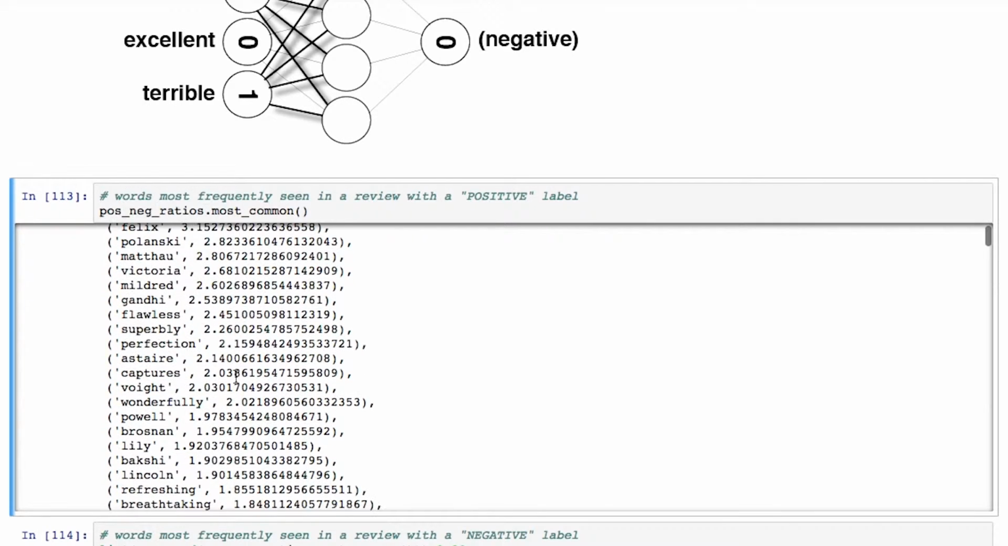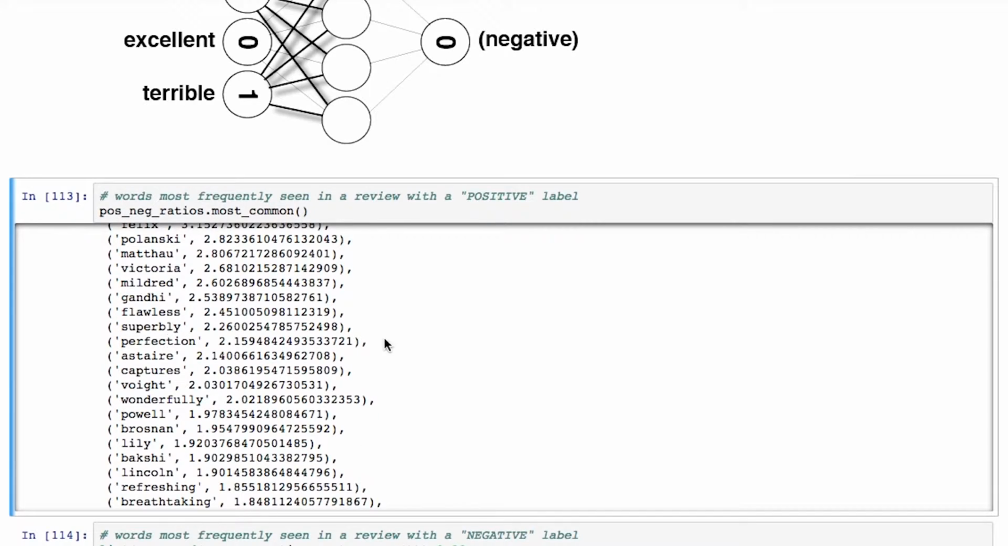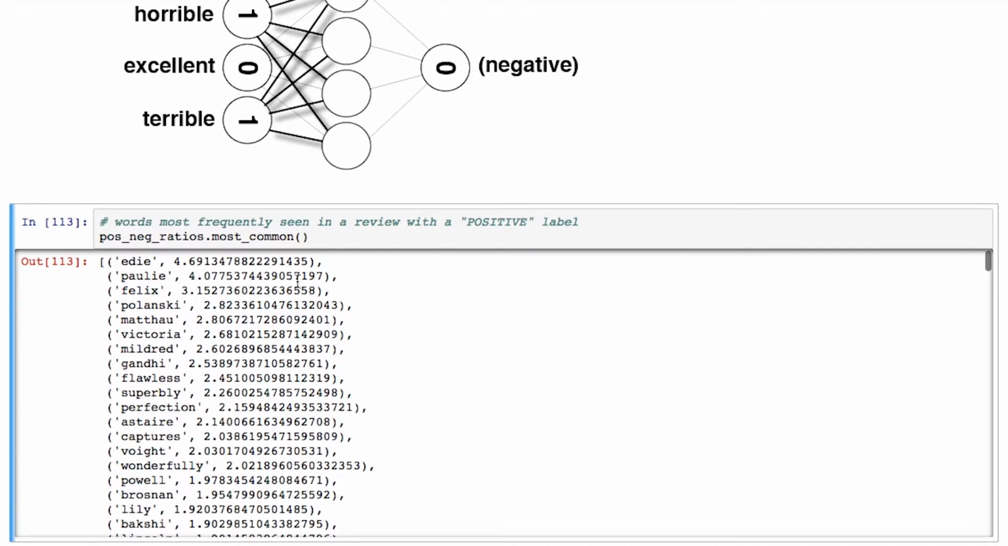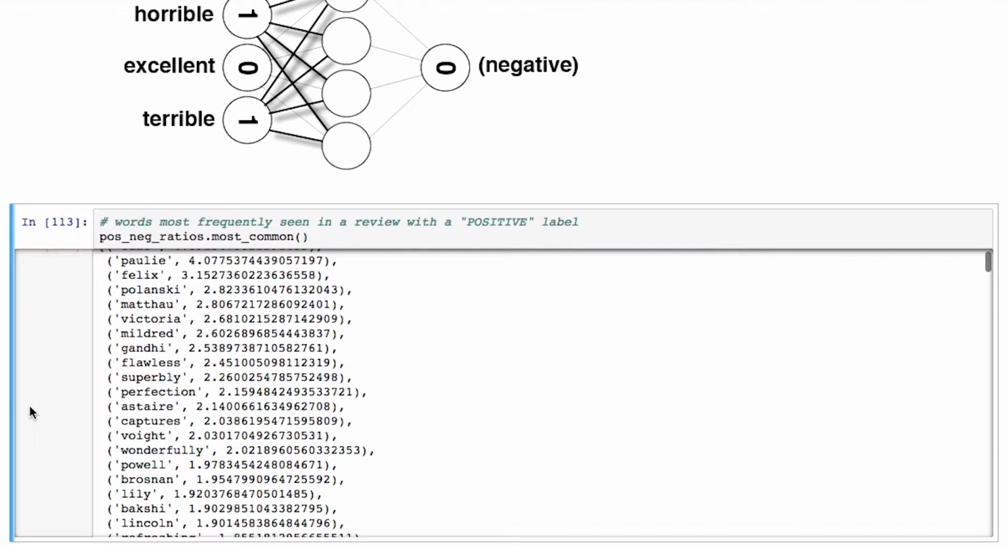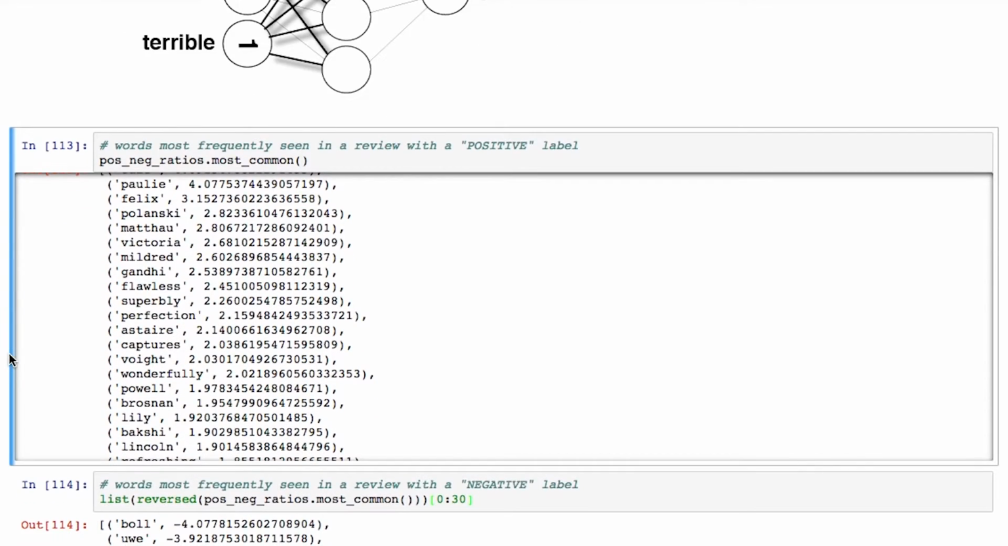So flawless, superbly, perfection: these are the ones we want the neural net to find. If you're digging for gold, this is a really gold-rich section. There's still some rock and some iron in here, but this stuff right here is what we want our neural net to be naturally finding. So how can we actually use this statistic to help it do that? Would that even make sense to do?